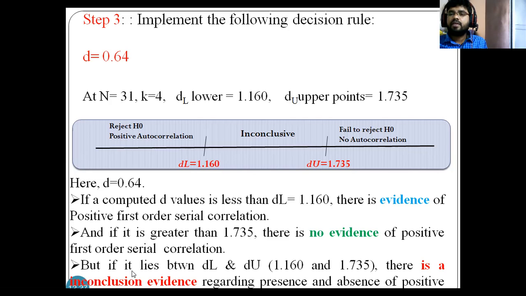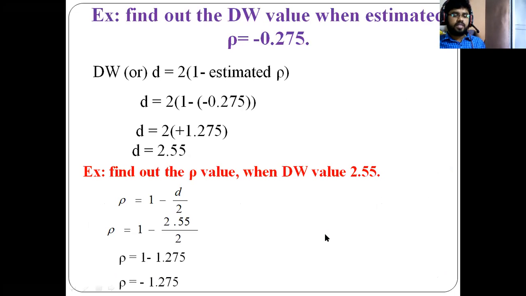As I told you, if the D value lies between these two values, for example 1.2 or 1.3, there is inconclusive evidence. We cannot say whether there is an autocorrelation problem, positive or negative, regarding the presence or absence of autocorrelation. This is how we can test with the Durbin-Watson test, and how we can reject or accept. For example, in a computer examination, they will ask such kinds of questions.